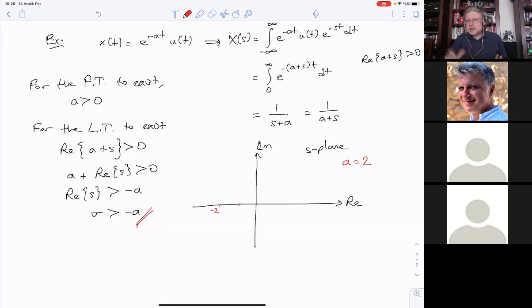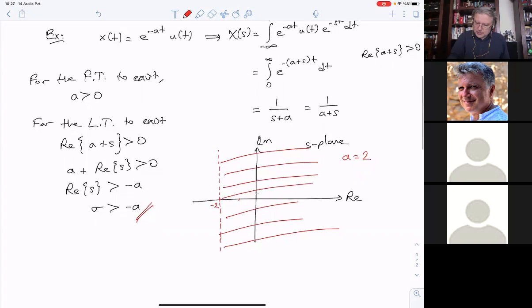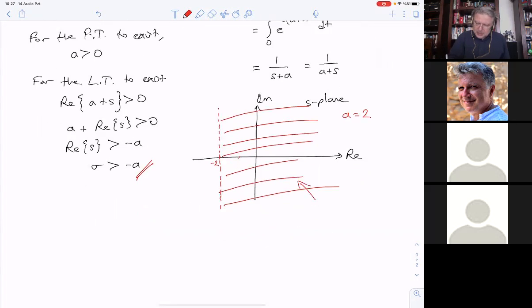So the real part of s must be greater than minus 2, which in other words will be notated with a dashed line here. We put a dashed line, and we shade the right-hand side of it. The right-hand side of that is the region where this integral converges. Hence, the terminology: the name of the region is region of convergence.